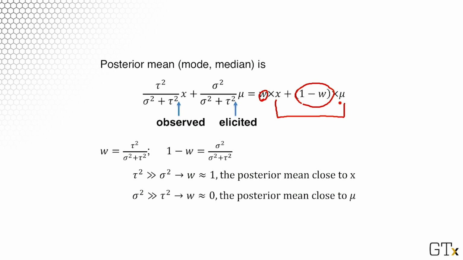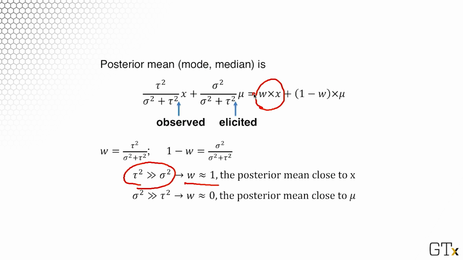Now the posterior mean is this, but because it is normal distribution, the mean, mode, and the median coincide. So in this case, for the posterior, this expression is posterior mean, mode, and median. Now let's see what happens with these weights. If weight w is close to 1, that means that tau square is much bigger than sigma square. And if the weight is closer to 1, then we put emphasis on the observed x. So we estimate the mean of the posterior closer to what we observed in the experiment.